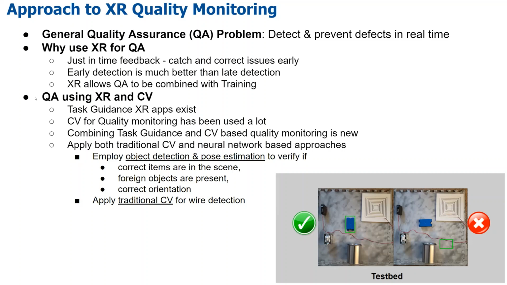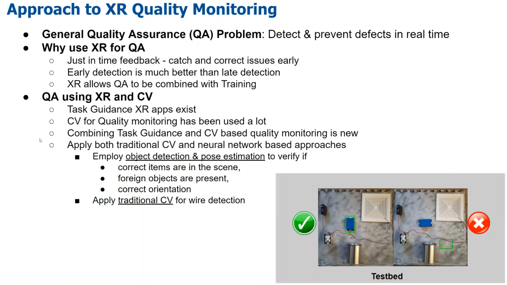Now let's quickly review the history and present state of quality assurance, XR, and CV. So today, several task guidance XR apps actually exist. However, none of them include quality assurance. Also, computer vision for quality monitoring has a long history, but the use of deep neural networks is new. Now, what is truly innovative is the combination of task guidance with computer vision-based quality monitoring, and that's where we are focused.